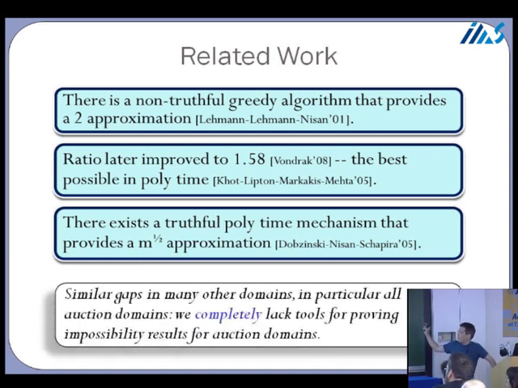All right, and let me just say that this situation in which we completely understand the problem from a computational point of view, but we understand very little from the truthfulness point of view, is similar essentially to all auction domains that we know. And again, this is a representative case for that. All right. So what we're going to do next is briefly show you the polynomial time square root of n approximation mechanism.